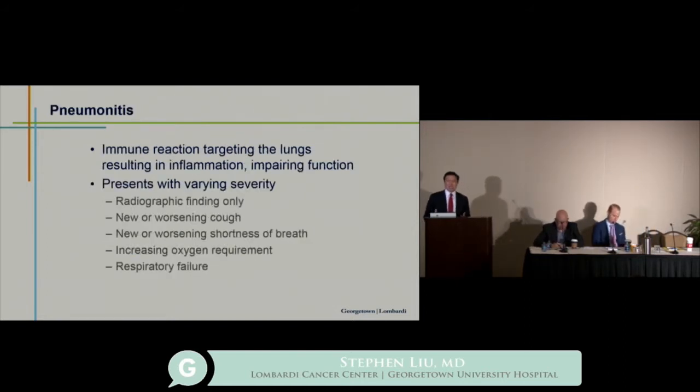So I want to go over some of the specific side effects that we encounter with immunotherapy. Pneumonitis is an immune reaction that targets the lungs, resulting in inflammation and impairing function of the lungs, and it can present with varying severity. As we heard earlier, sometimes it's only a radiographic finding, but often it will cause cough or shortness of breath. Now, with lung cancer, a lot of our patients have cough and shortness of breath, so we're really looking for changes, a new cough or a worsening cough, and new or worsening shortness of breath. Oxygen requirements are important.